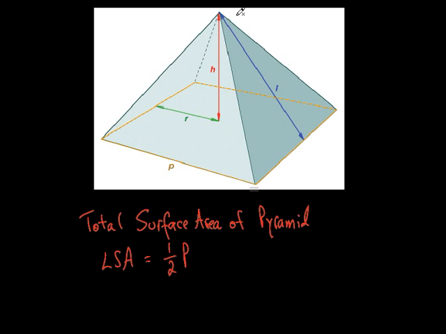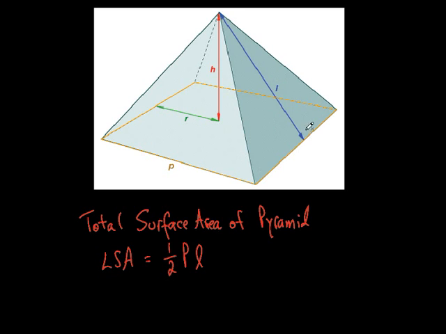We're basically finding one triangle and multiplying it by how many sides we have. That's why we use perimeter. So it's 1/2 the perimeter times the slant height. It's basically like 1/2 the base times the height multiplied by how many sides you have. That's what you're doing when you're using the perimeter. Hope that makes a little bit of sense. So that's the lateral surface area. It's 1/2 the perimeter times the slant height.